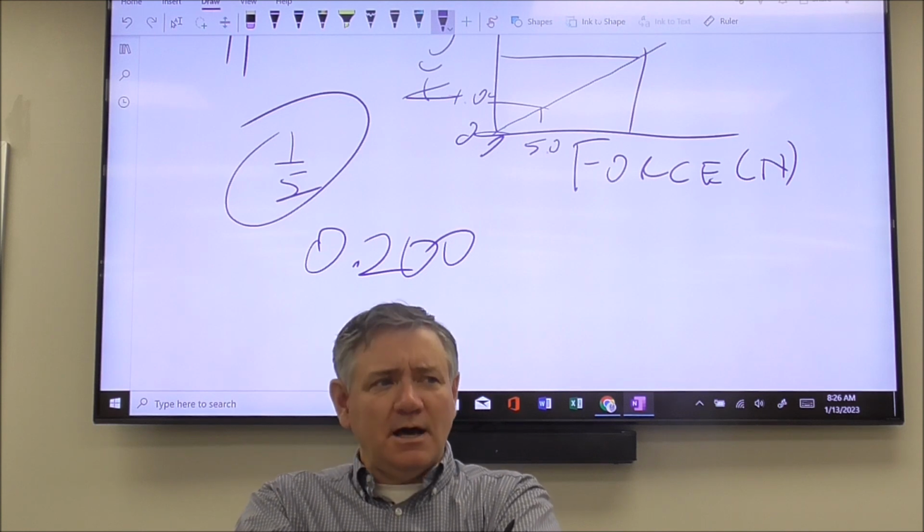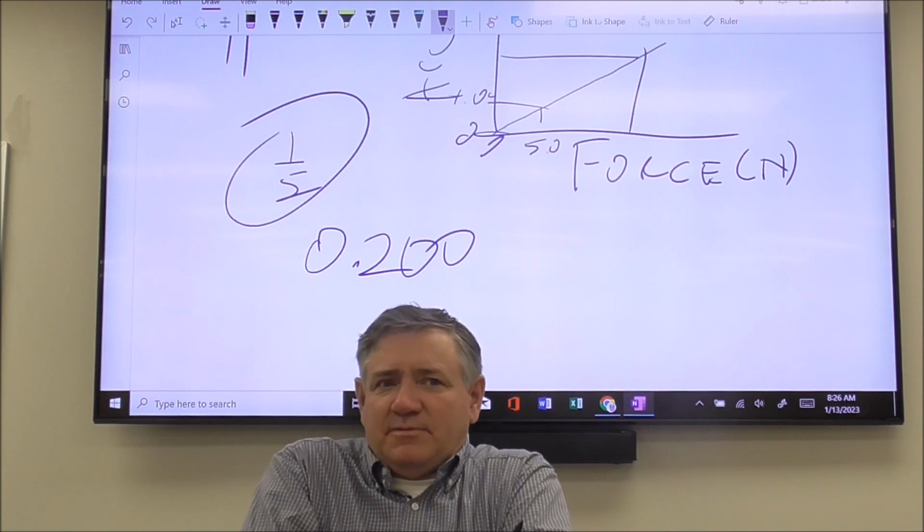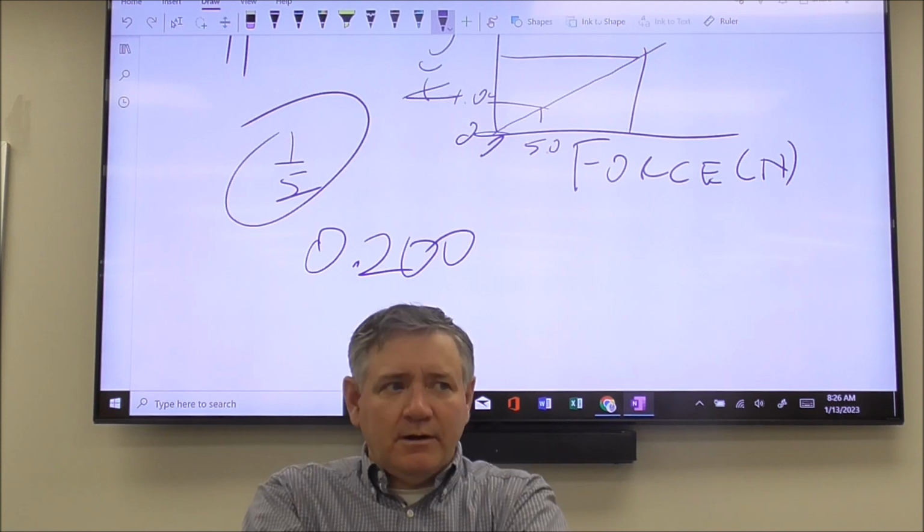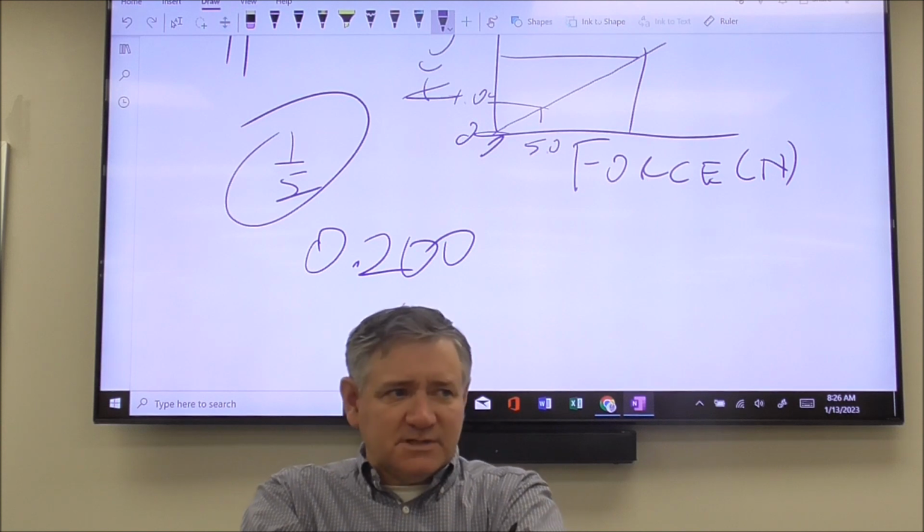Why? Units. I don't have any units. Okay, I don't know what this represents. 0.2 what? Squirrels, earths, black holes. I don't know what it means.